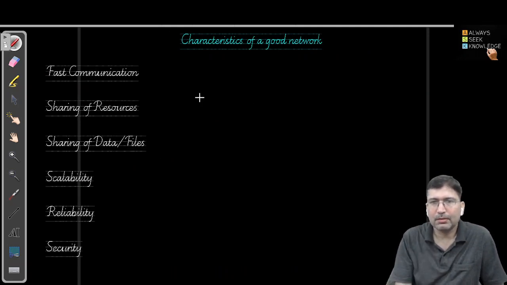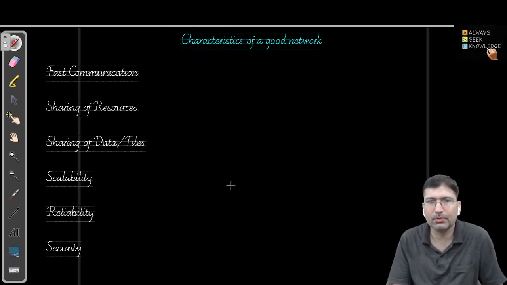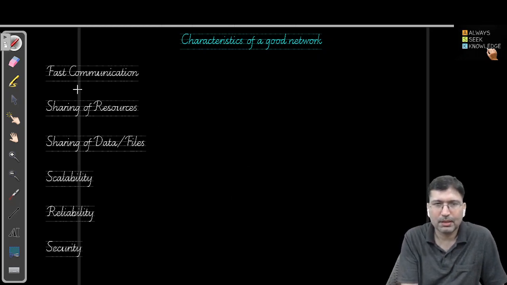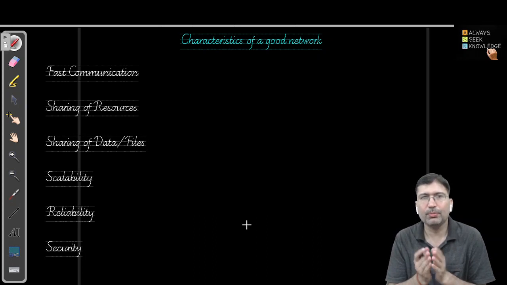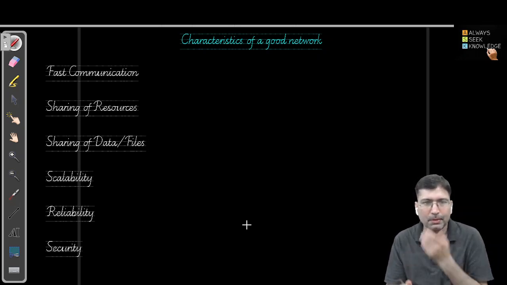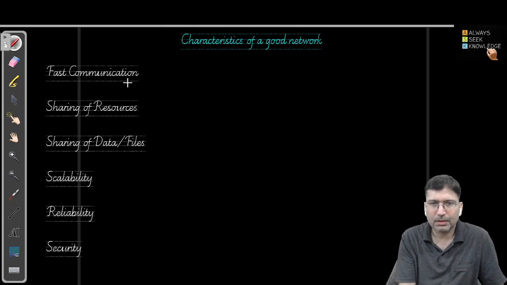Now there are certain desirable characteristics of a computer network. The very first thing is that in a computer network, we require the communication to be fast. It should not be slow. Otherwise, the users will not prefer such a network. So fast communication is expected, and it is the property of a good network.